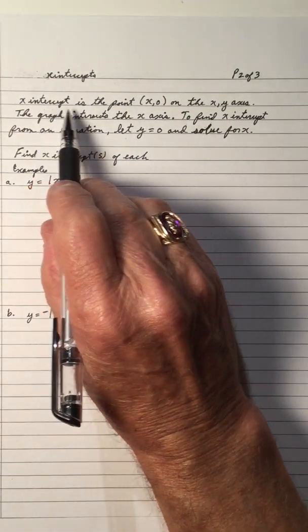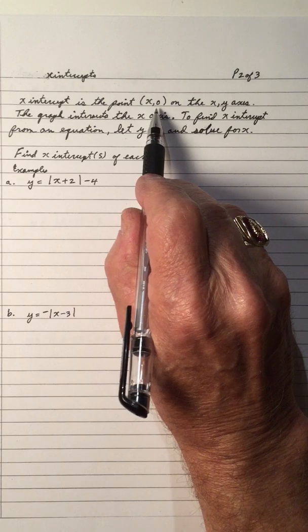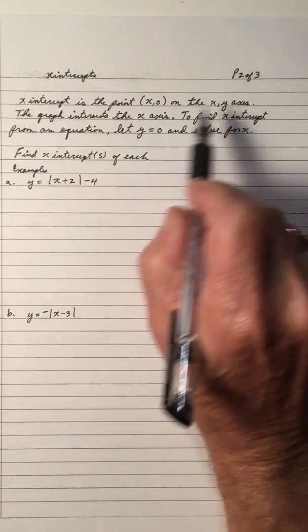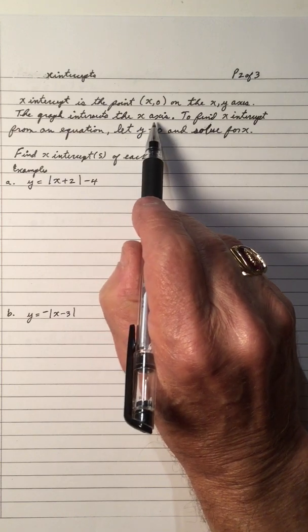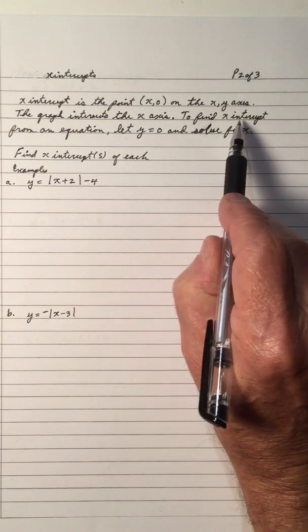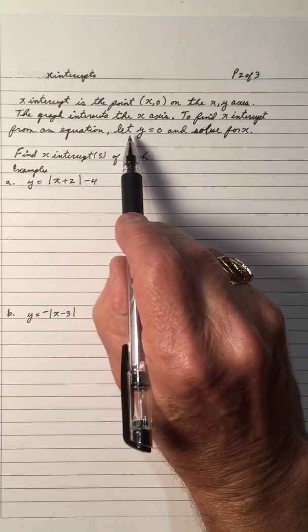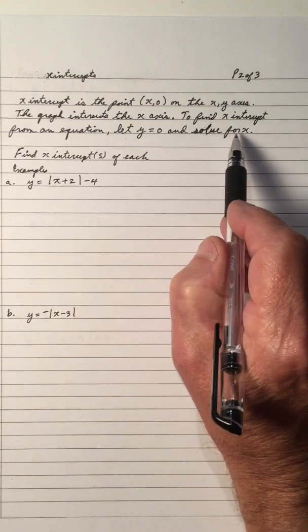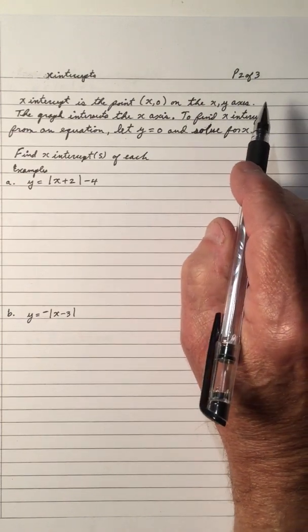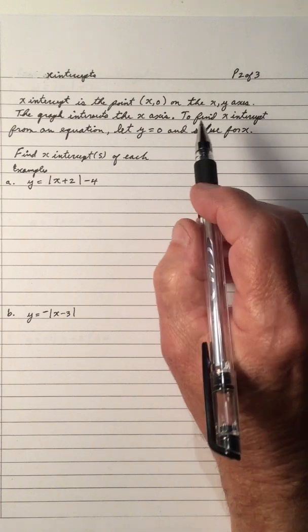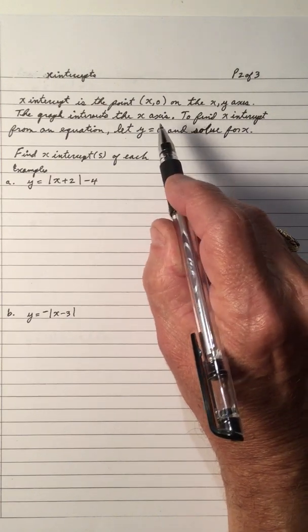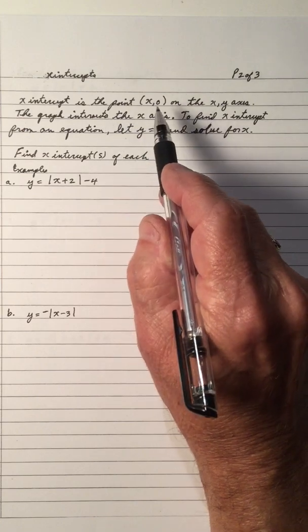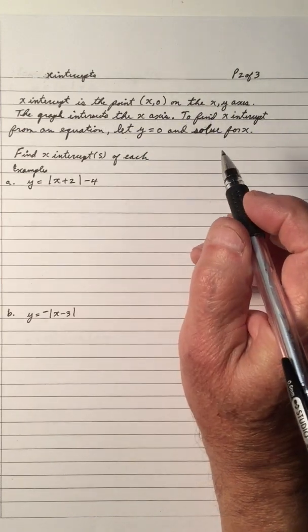X-intercepts. The x-intercept is the point (x, 0) on the xy axis, where the graph intersects the x-axis. To find the x-intercept from an equation, let y equal 0 and solve for x. Remember, the y-intercept is the point (0, y), where x equals 0. So an x-intercept is when y equals 0.